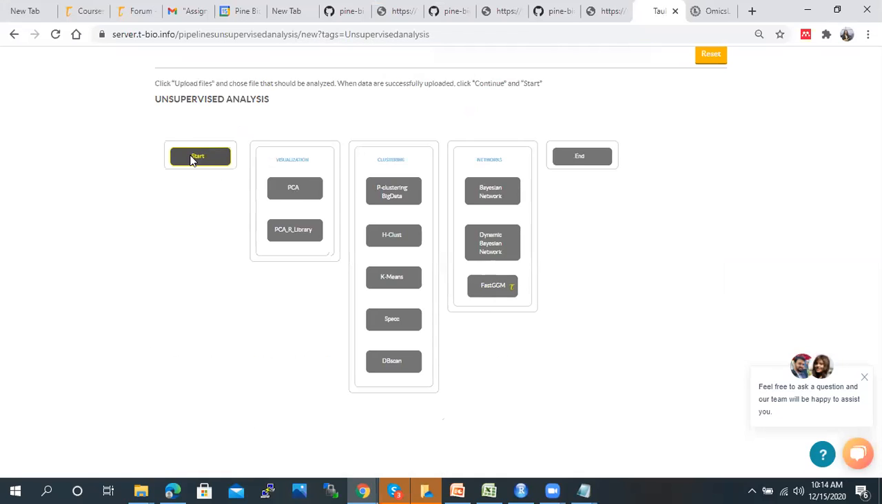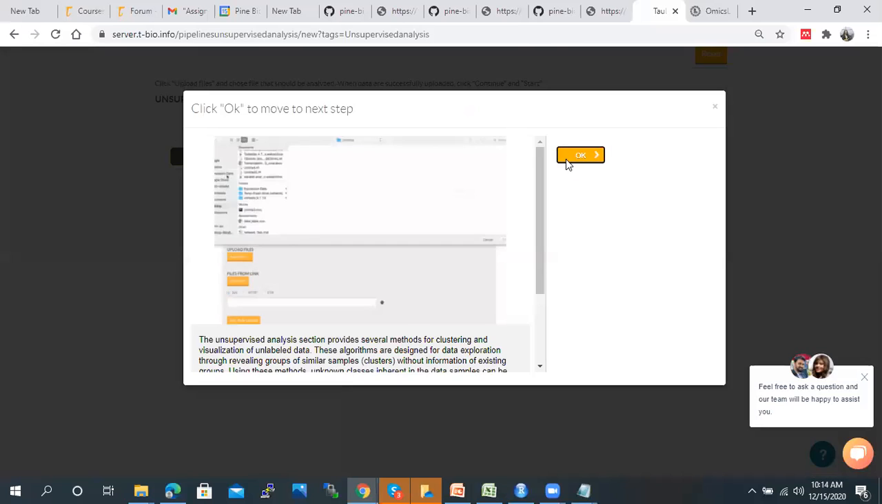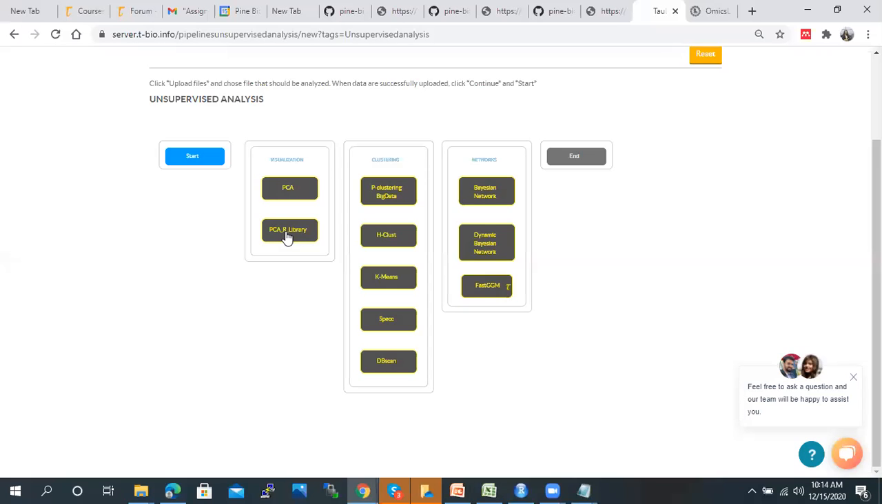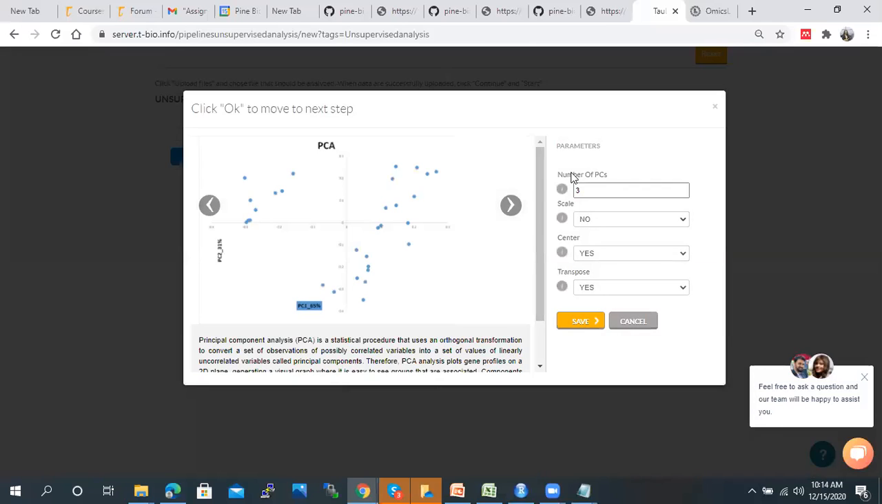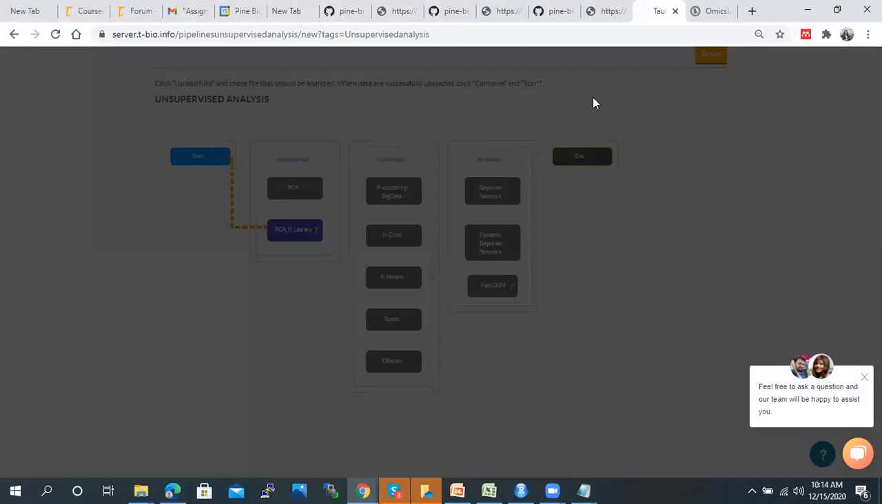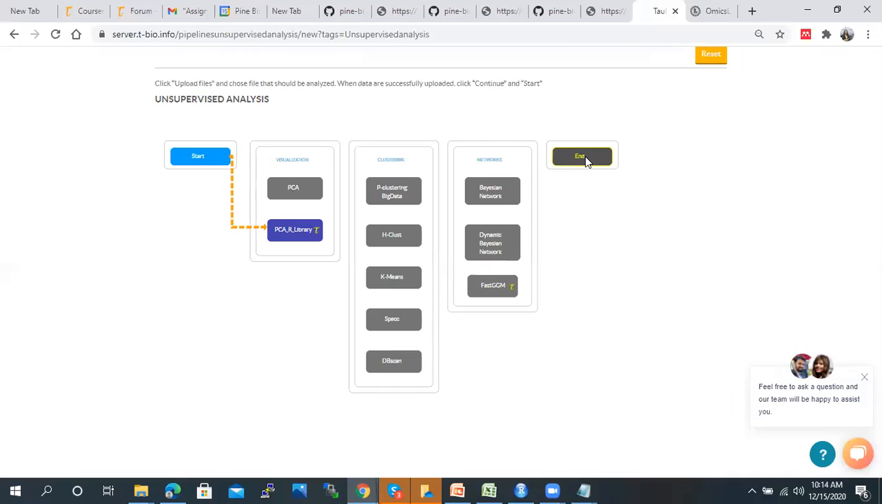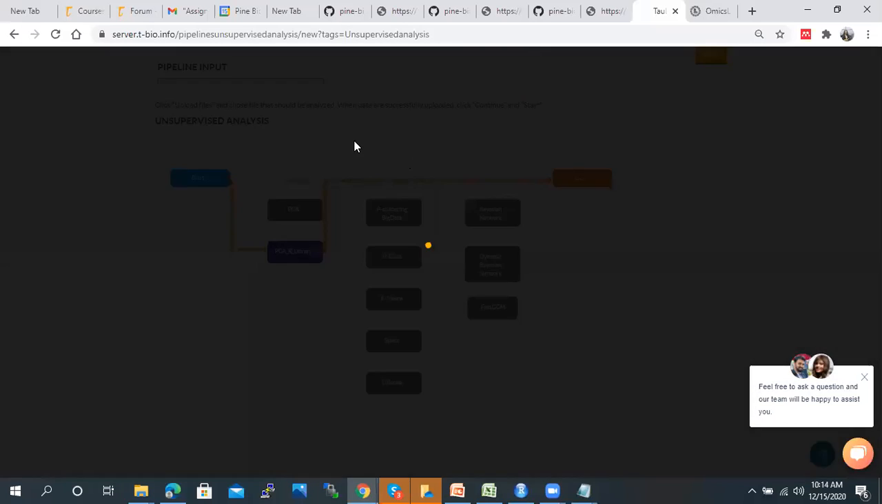Just start. So just go to PCR library. Here you need to select the number of PC components, the maximum 3. Then if you want to scale the data, center, transpose, because we want to make the PCA components of the genes, not the sample. So I'm doing this by default. Then you can do the end. So this is PCR library.